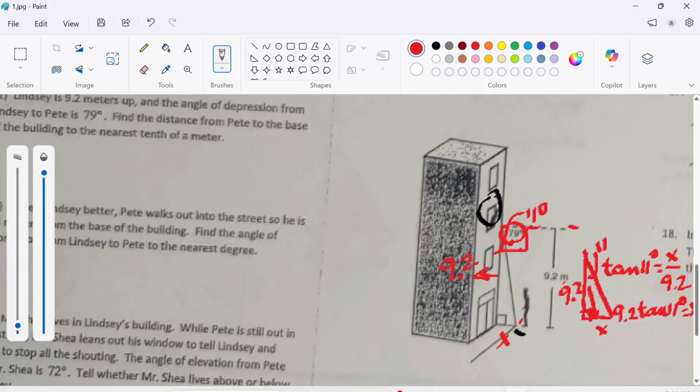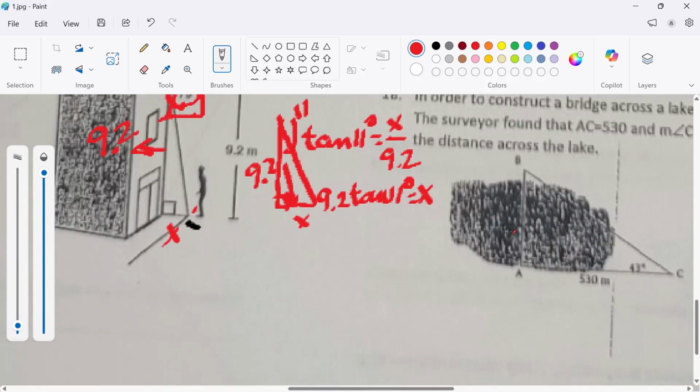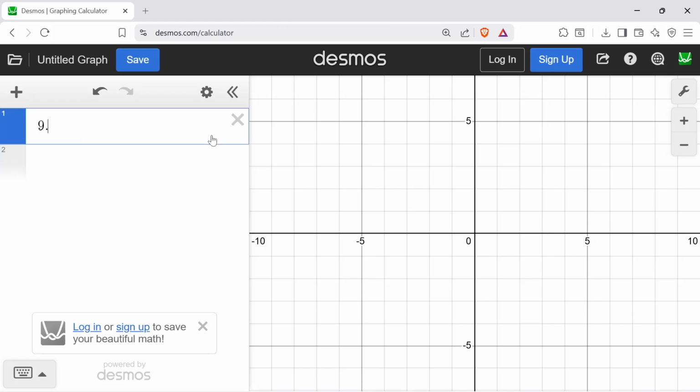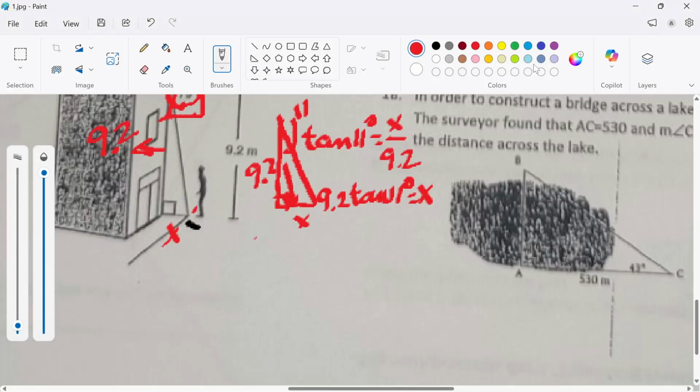9.2 times tangent 11 degrees. I will make sure that I am in degree mode, which I am. That's 1.8, approximately. 1.8 meters is his distance.